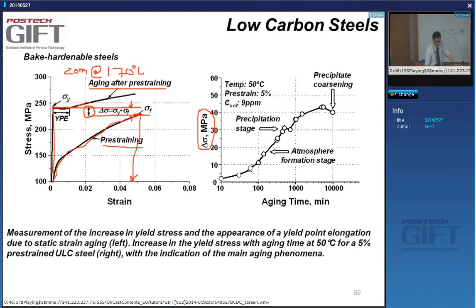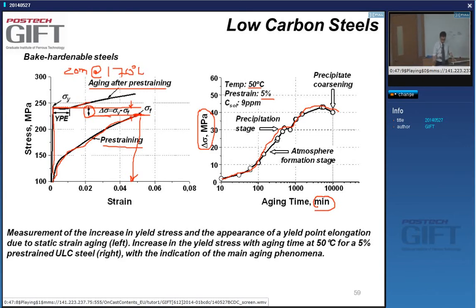If we do this, for instance, for pre-strains of 5%, we strain it 5%, and then we heat it at 50 degrees, and we make 20 samples. The first sample we take out after 10 seconds, then after 30 seconds, after 60 seconds, and we measure this delta sigma. What we see is an increase in strength. There's a small plateau, then it continues to increase, and then it seems to decrease. This is how bake hardening is evaluated.